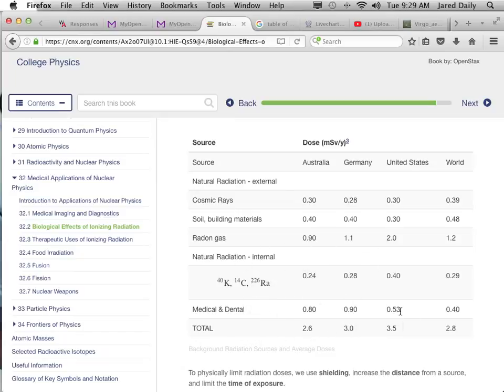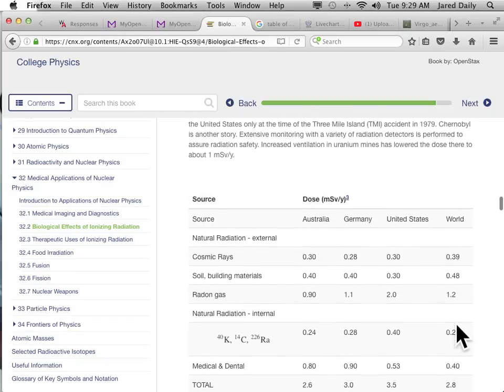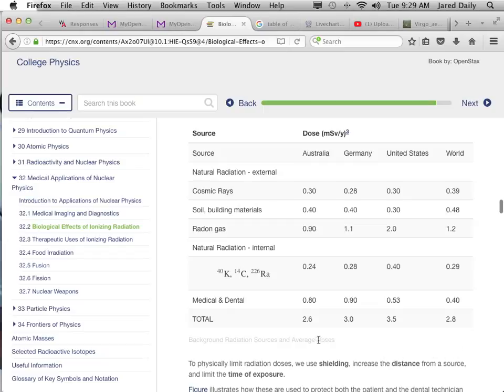Then medical and dental stuff, up to, and these numbers are kind of high now. They're actually less nowadays because they use digital X-rays. They can expose us to fewer X-rays for a shorter amount of time to get the same quality image, or even better quality image. So we're talking about a couple of millisieverts per year of radiation exposure. Not that big a deal.